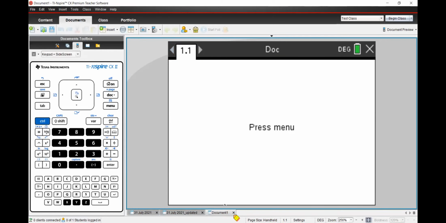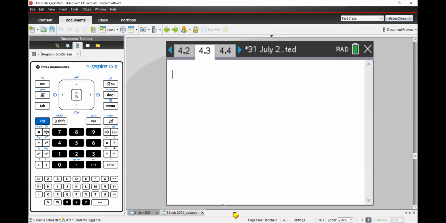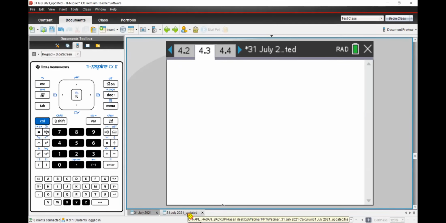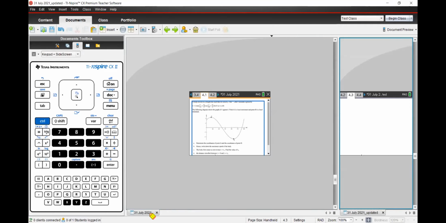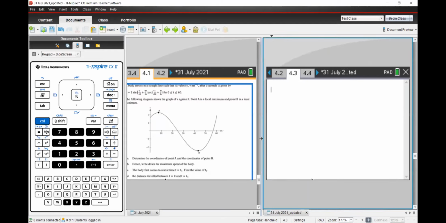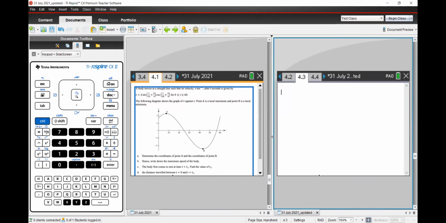Now let me just remove document number 1. What I can do is right click on the document name and you can see two grouping options coming: you can group horizontally or vertically. Can you hear me? Yep. So you can group vertically and horizontally. If I click new vertical group, it will group both the documents, and I can adjust my window accordingly and the zoom settings will be adjusted accordingly.